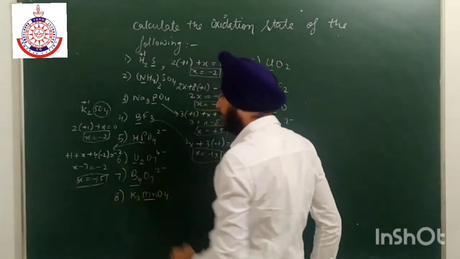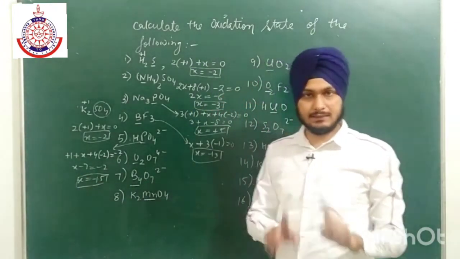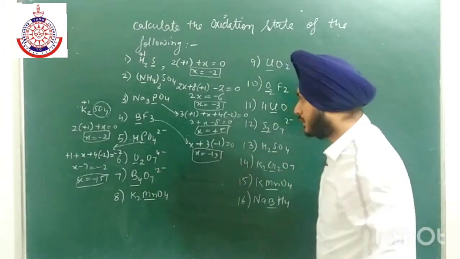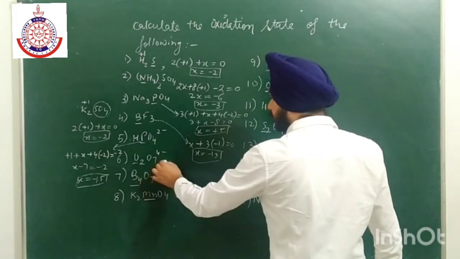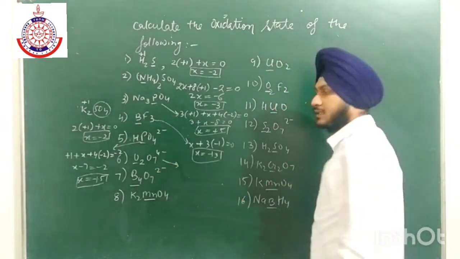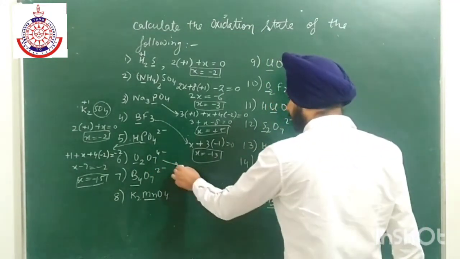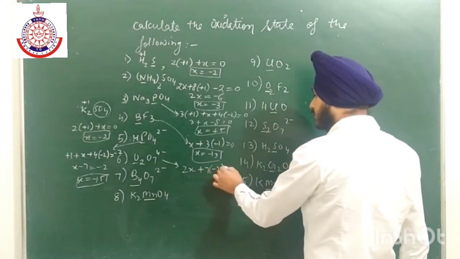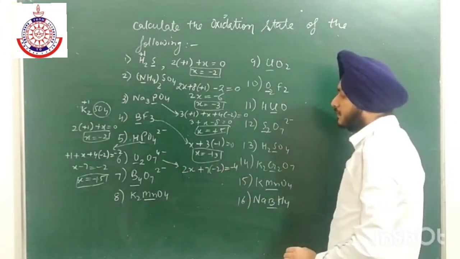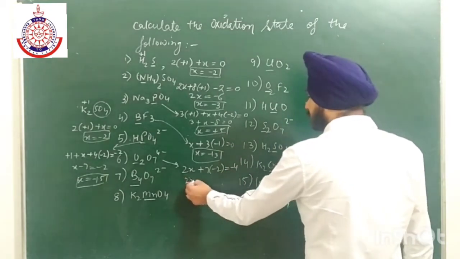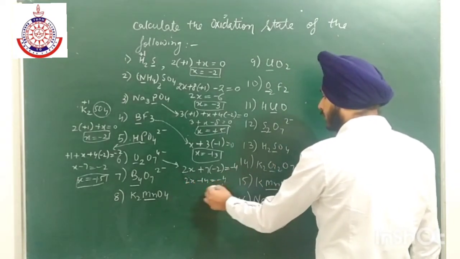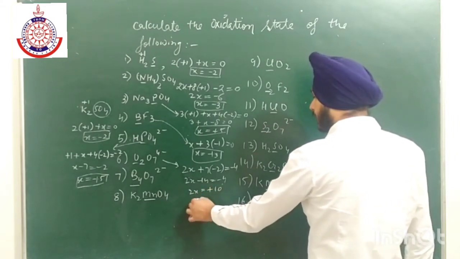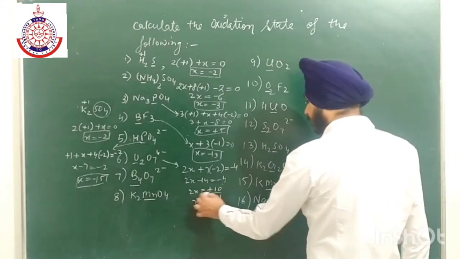So keep in your mind that you have to assign the sign also. Okay. Now for the sixth one, uranium. Let us take the oxidation number of uranium as X. So 2 into X, there are 2 atoms, plus 7 into -2 is equal to the total charge, that is -4. So 2x minus 14 is equal to -4, and 2x is equal to +10, and x is equal to +5.